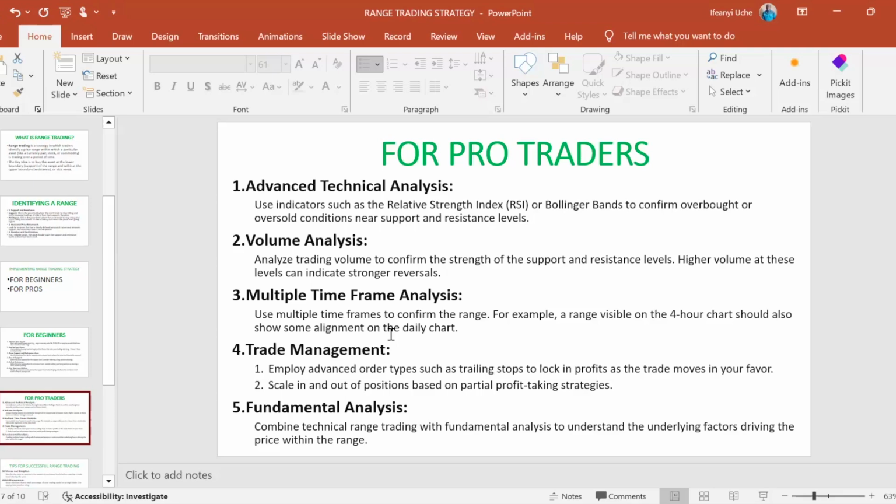And then fundamental analysis. Of course, you can combine technical range trading with fundamental analysis to understand the underlying factors driving the price within the range. For example, sometimes there's news coming up maybe in 3 hours' time, and there's no other major news happening around. When you check that, sometimes that could bring the market into a range mode. Maybe the market is just quiet and calm, waiting for when the big event is about to happen, so everybody is being careful at that point. So a ranging trading opportunity can show up, and you can take advantage of that.